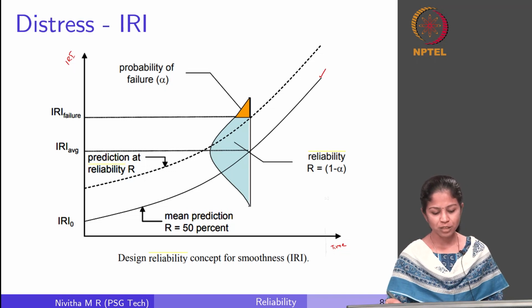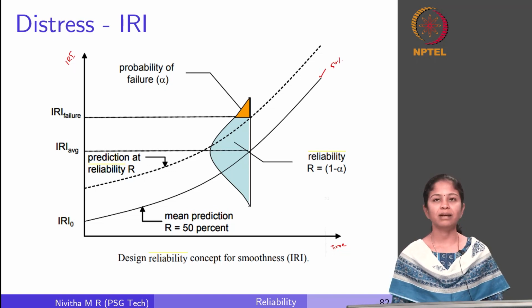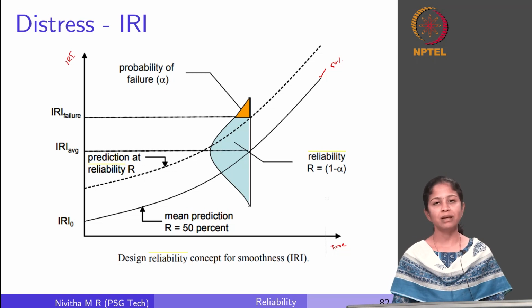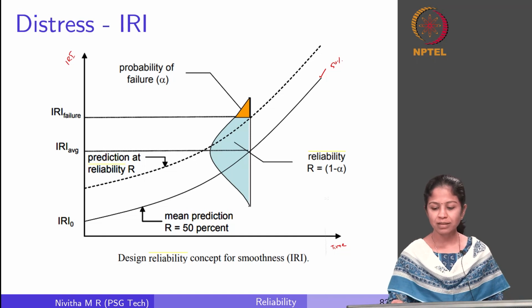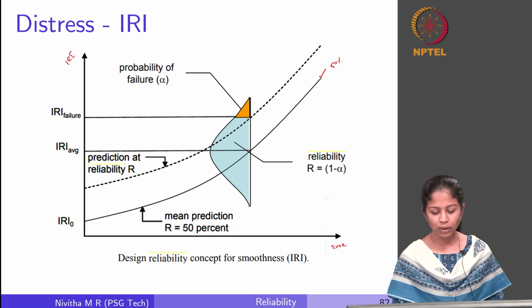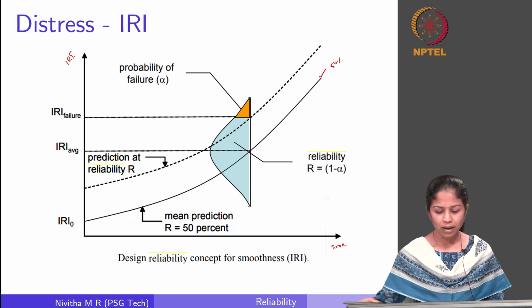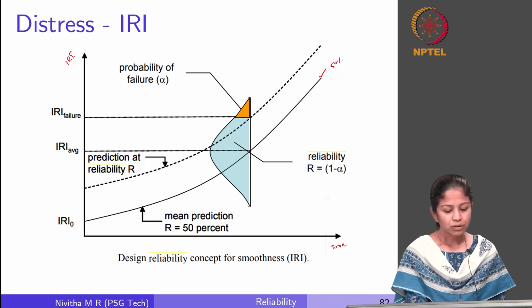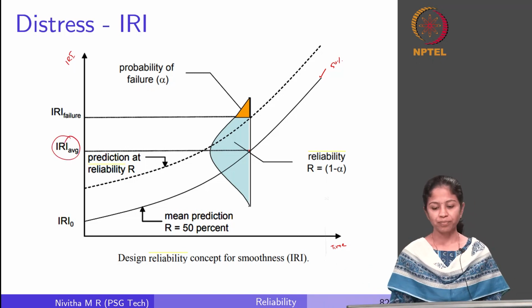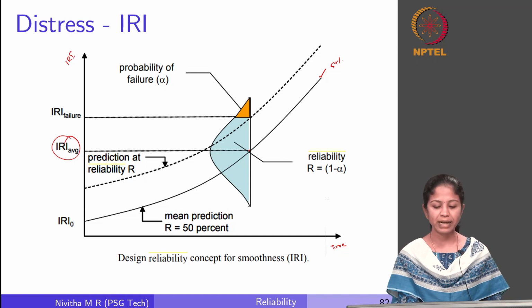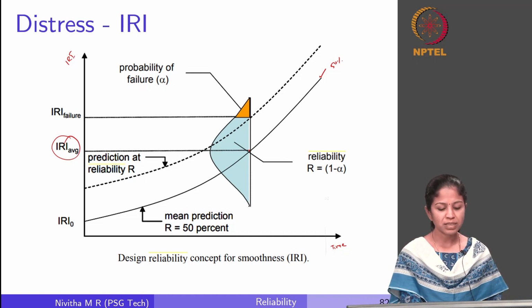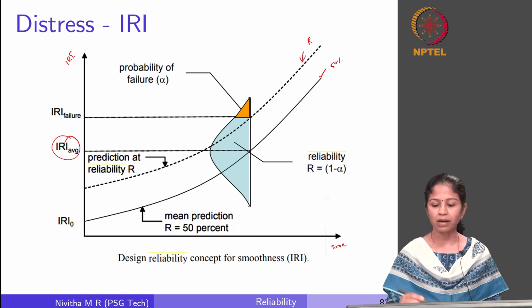So, let us take this particular curve. This is at 50% reliability when I use mean values as input and I do not correct it for my desired reliability level. So, when I design it, this is my 50% value, right. So, this is the average IRI value I will be getting. Then we also have another curve which is for a given reliability level R. It could be any reliability level. So, this is the performance curve at any given reliability level R, right.